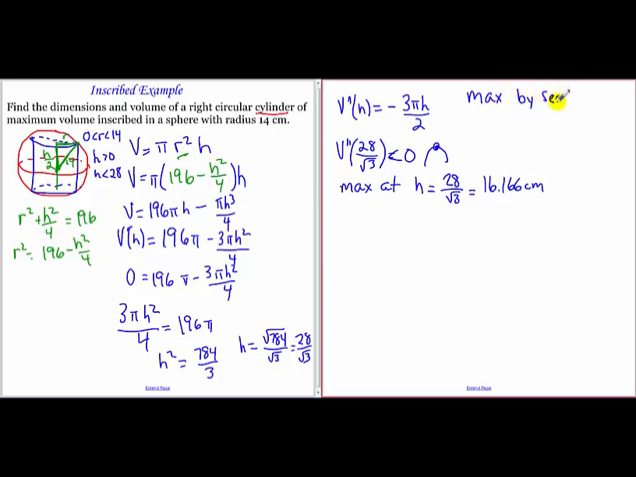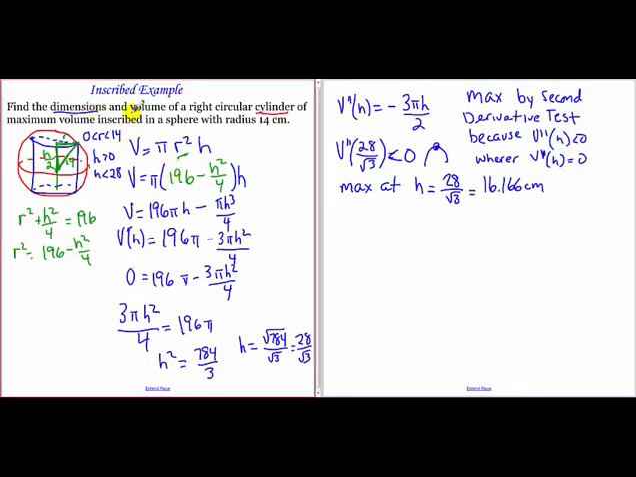by the second derivative test, because f double prime of our h value was less than 0, where v prime of h equaled 0. So I have my h. I need to know the dimensions and volume.